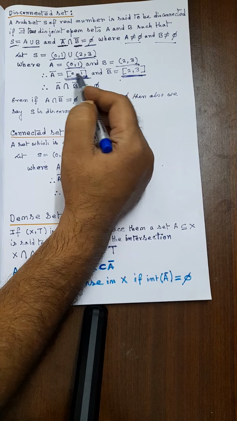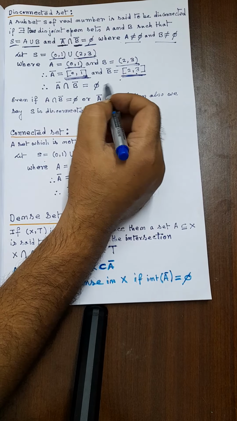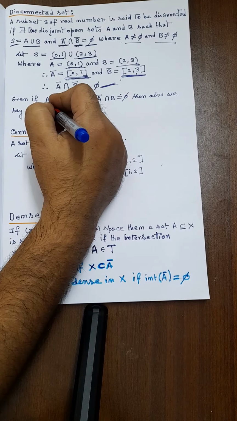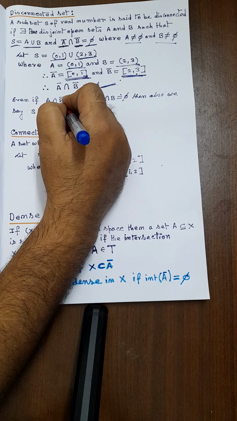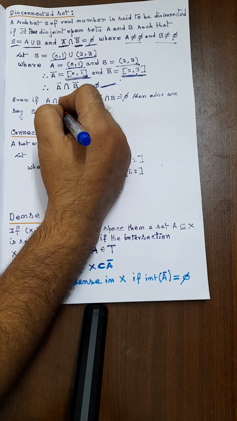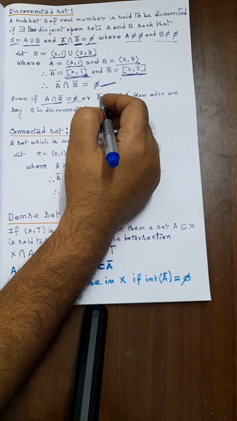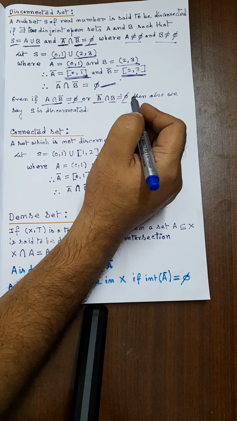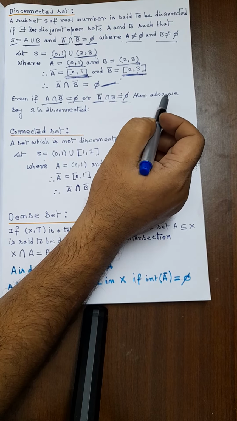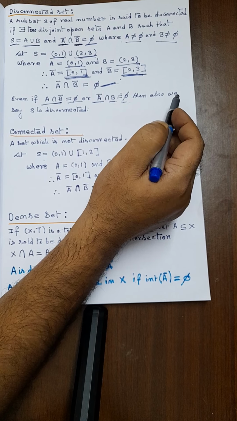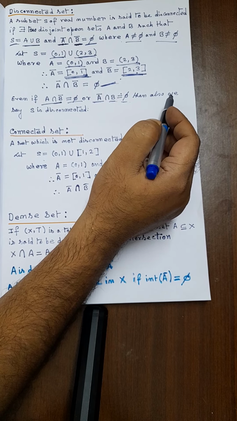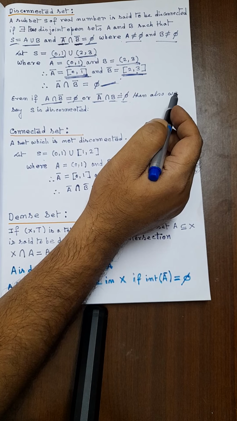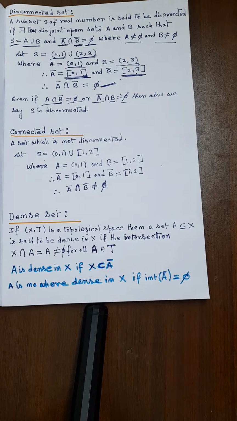But if we do the intersection among these sets, what will we get? We will get phi, right? Even if we do the intersection of A and the closure of B, we will get phi. If we do the intersection of the closure of A and B, we will get phi, right? So this set S can be called a disconnected set, right?